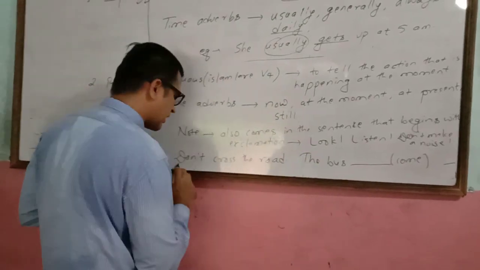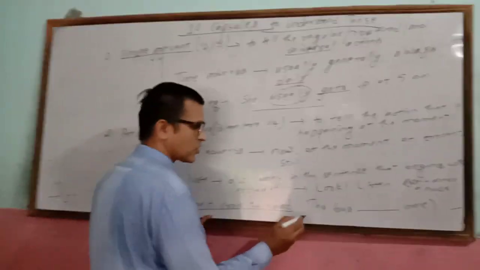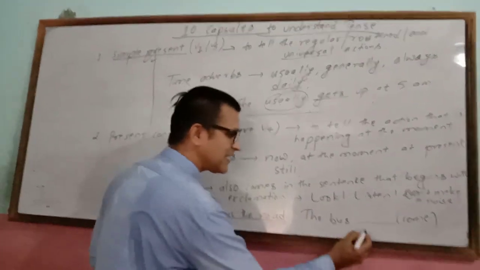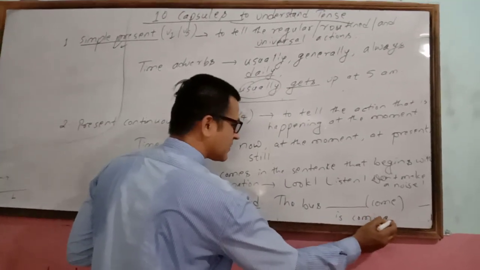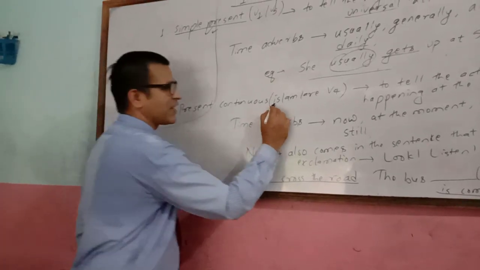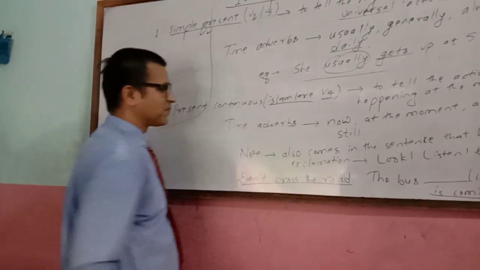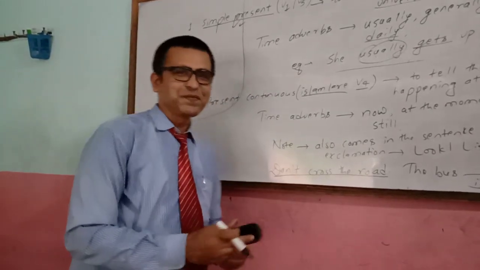Then you look at this exclamation. So don't cross the road. The boss is coming. What is the answer for this? Present continuous. The boss is coming. We have to use auxiliary verb is, am, are before. So that was the second capsule. Now the time for the third capsule.